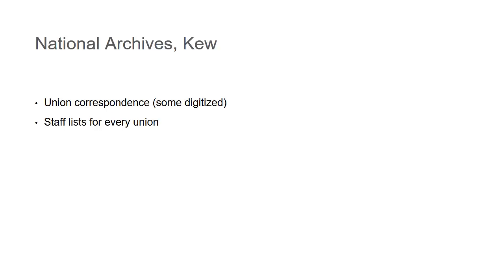Kew also has comprehensive staff lists for every union, for each post. There's the name of every incumbent, dates of starting and finishing, reasons for leaving, salary, and so on and so on. Also at Kew, there's a large collection of large-scale workhouse plans, architectural plans for very many workhouses. So if you're interested in the buildings themselves, then that's a very good resource.